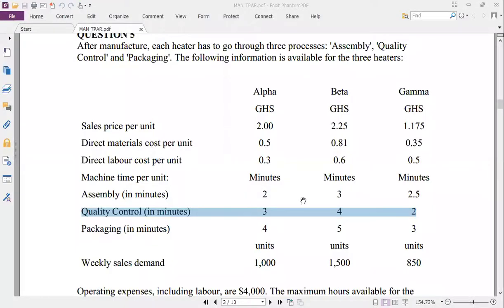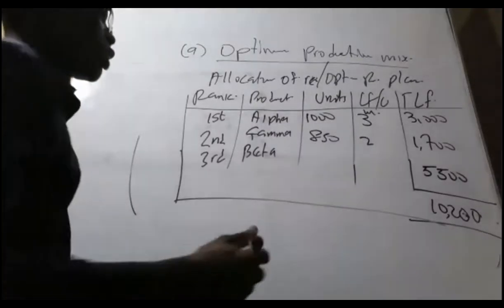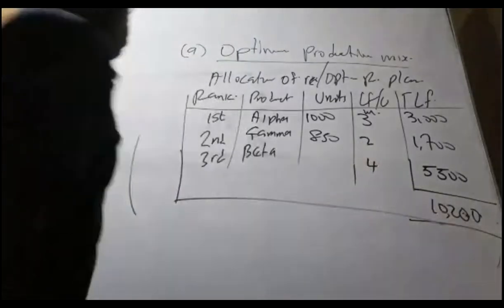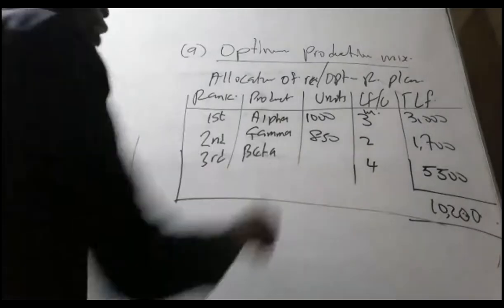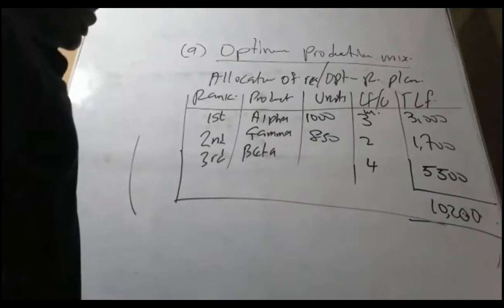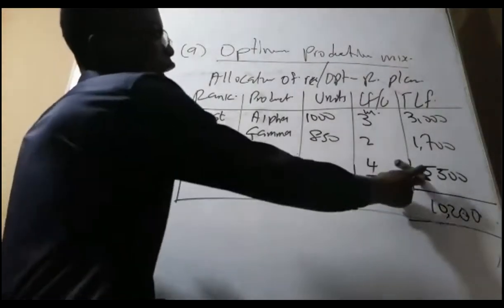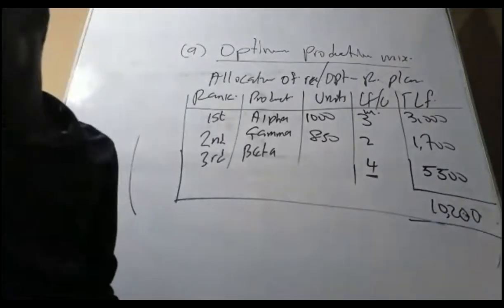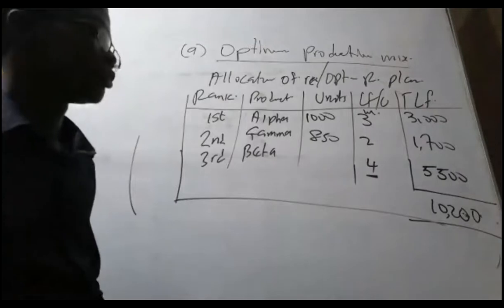So the limiting factor per unit is 4, right? Good. So which is 4. So therefore, I'll put a 4 here. When I divide 5,500 by 4, then whatever I get, I put it here. Now, the question is this. If I want to produce a unit, I need 4 minutes. Now I have 5,500 hours available. That's the maximum I can go. So I use that one to produce the remaining one.